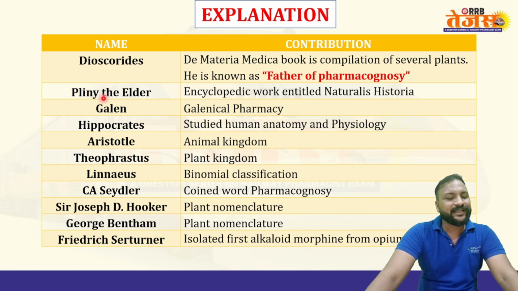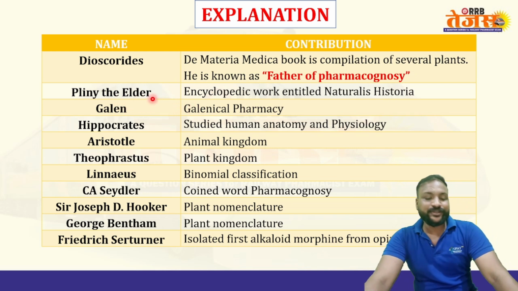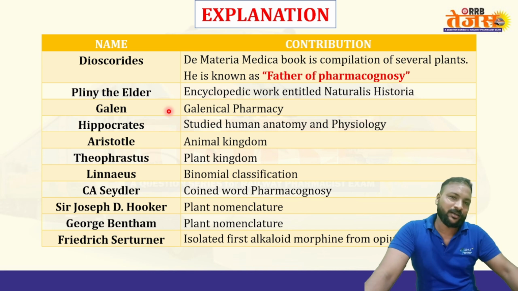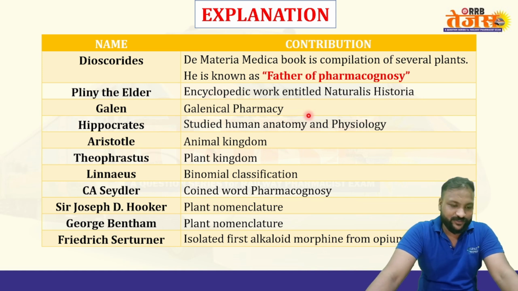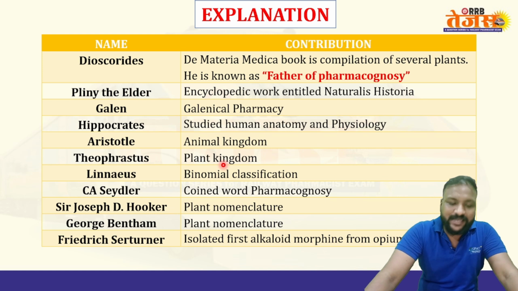Simple. And Pliny the Elder is known for the encyclopedic work entitled Naturalis Historia. Galen, we have already discussed. Galenical pharmacy, the first pharmacist. Hippocrates, we know, is the father of medicine. Aristotle made his contribution in the animal kingdom, and Theophrastus made his contribution for the plant kingdom.